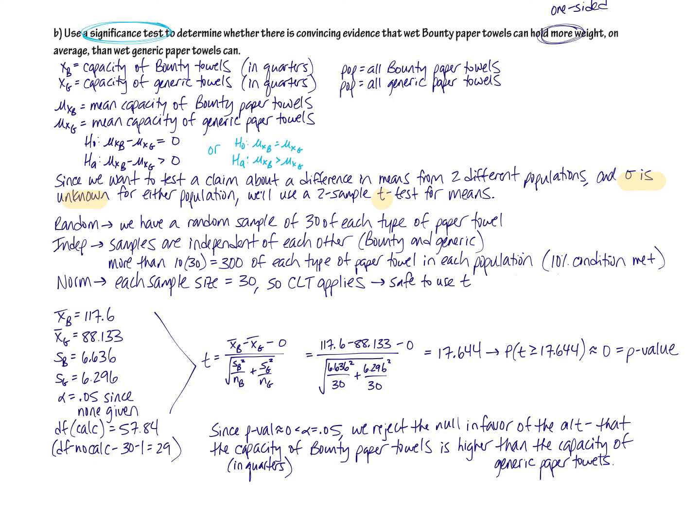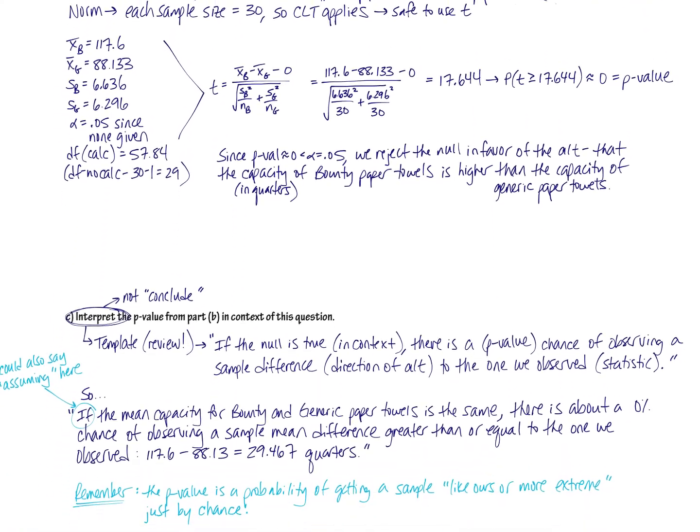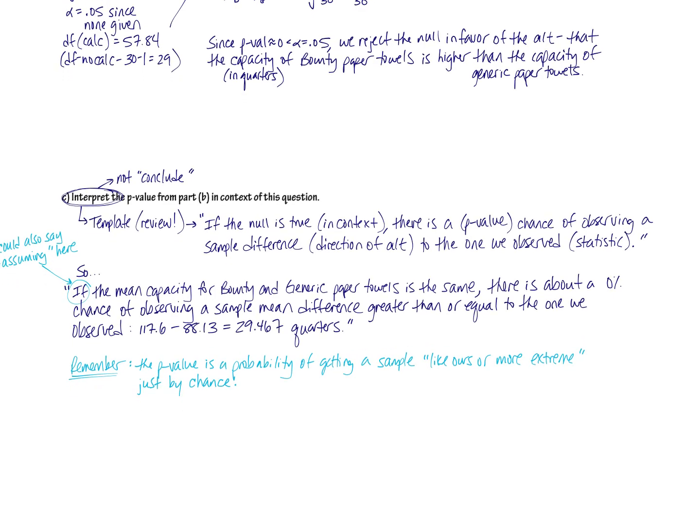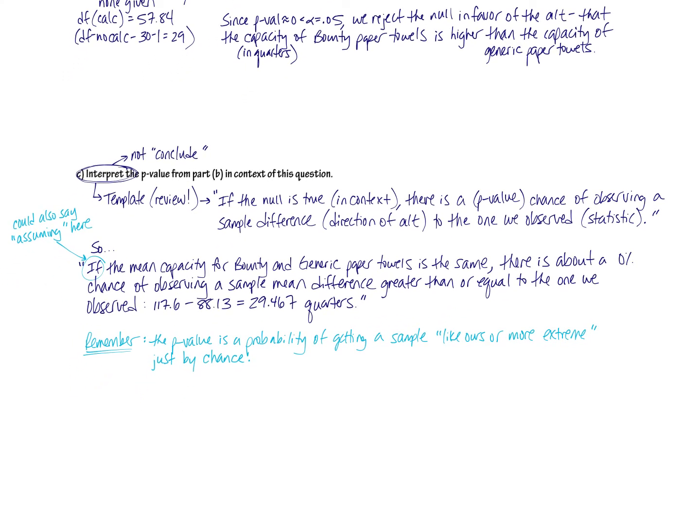Okay, so the last part of this question, again, I know I'm writing a lot of stuff, just pause the video if you need to and copy stuff down, but when you're interpreting the p-value, remember this is different from concluding. Concluding we did up here. Interpreting the p-value, this is your template. We've talked about this in class before, but plugging in the context and stuff to this template would mean that if the mean capacity for bounty and generic paper towels is the same, remember this is the null in context, that's what this sentence is.